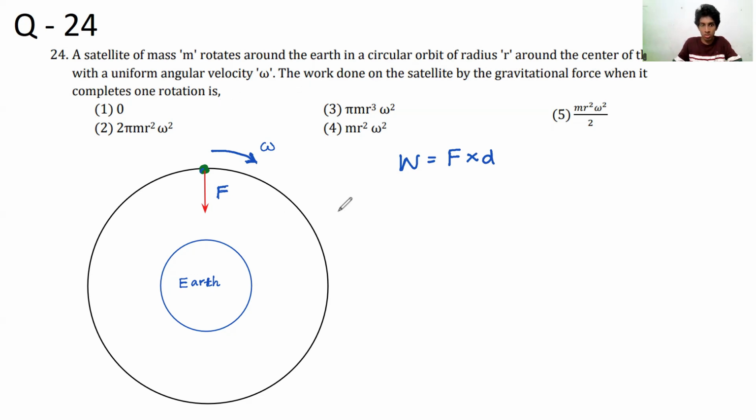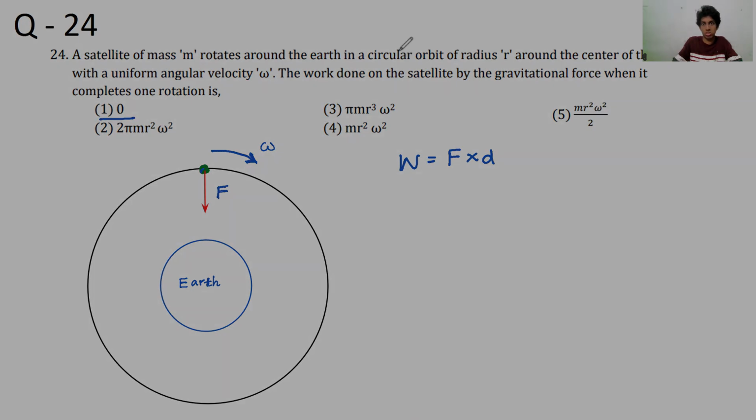Or you can think about it in this way. So this orbit or this line is an equipotential orbit or line because the gravitational potential is the same at every point on this line. Therefore, when an object moves in an equipotential line, no work is done on it. Therefore, the correct answer is the first one.